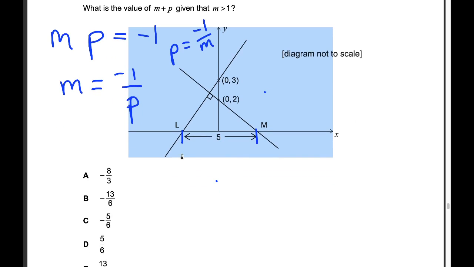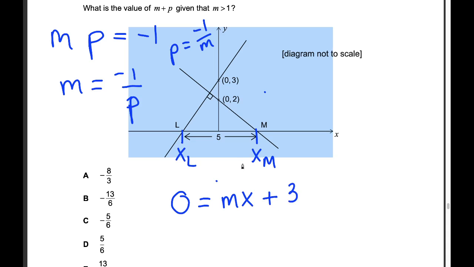Okay, so if we want to work out these points, I'm going to call that xl, and I'll call that xm. Let's try and work out where they are. Let's work out xm first. That one seems the easiest. That line is crossing the x-axis, so y is 0. So we can say y, which is 0, is equal to mx plus 3.